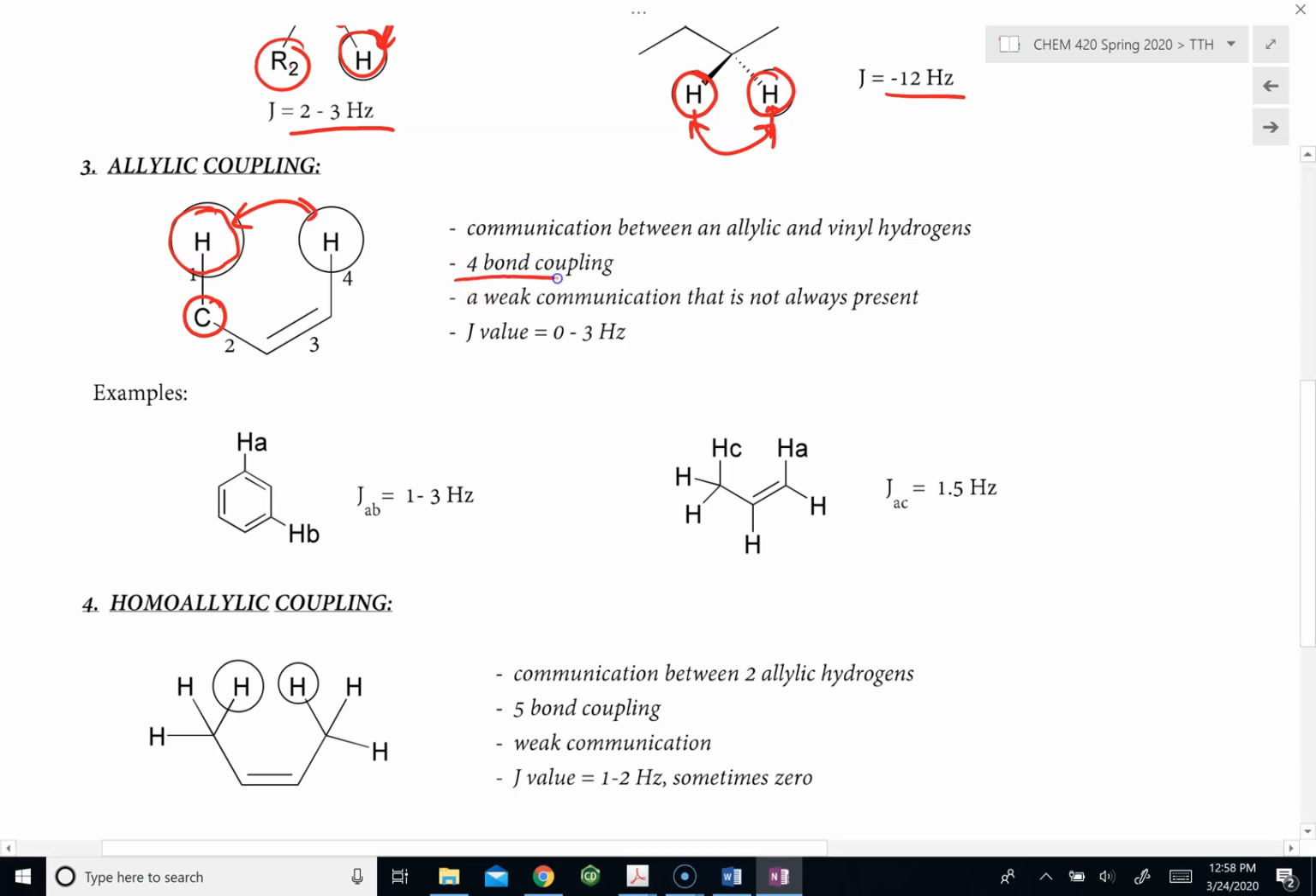And this is basically a 4-bond coupling. Because they are up to 4 bonds apart, the communication tends to be weak and is not always present, and therefore the J value is anywhere between 0 to 3 Hz. When the J value equals 0, that means no communication. So it can be anywhere between no communication to a small communication for this allylic coupling.